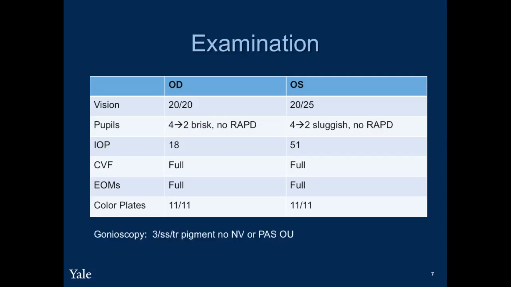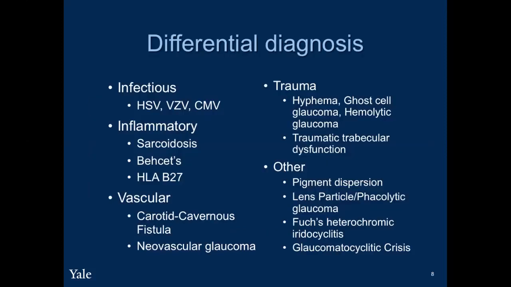On gonioscopy, he was open to grade 3 scleral spur, with some trace pigment and no neovascularization or PAS in both eyes. So at this point, I haven't mentioned the slit lamp exam, but just for the sake of brainstorming differentials, we had a patient who had an elevated IOP of 51 with a completely open angle.